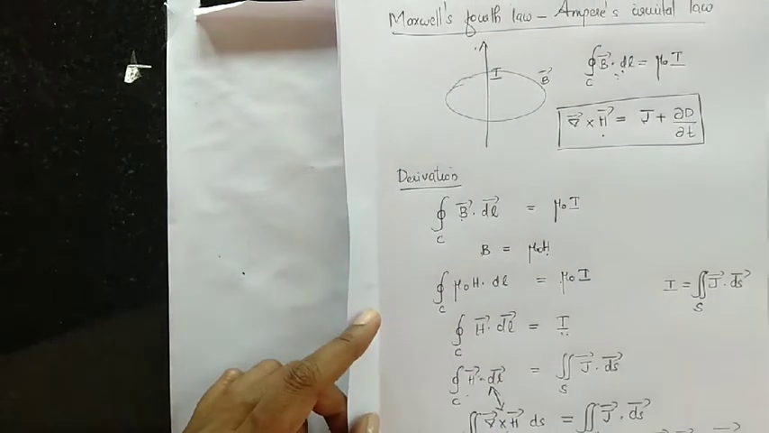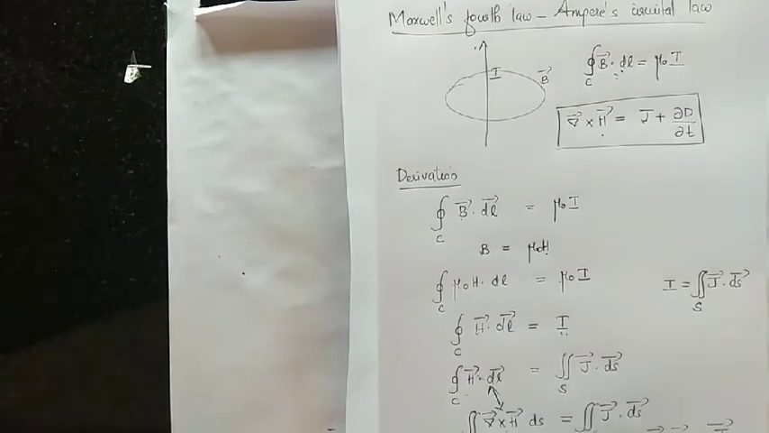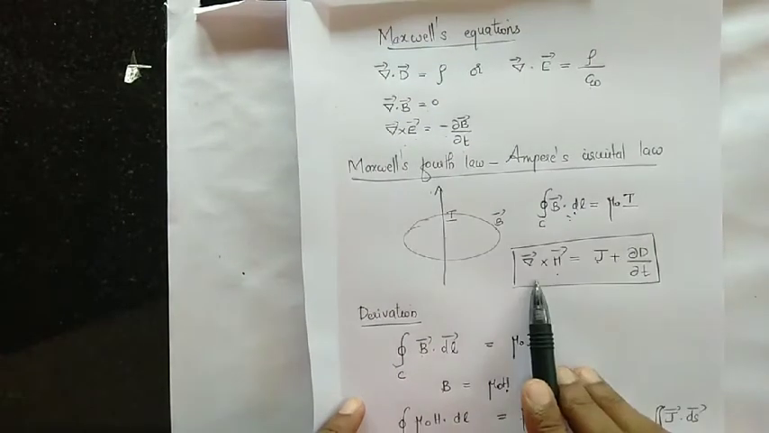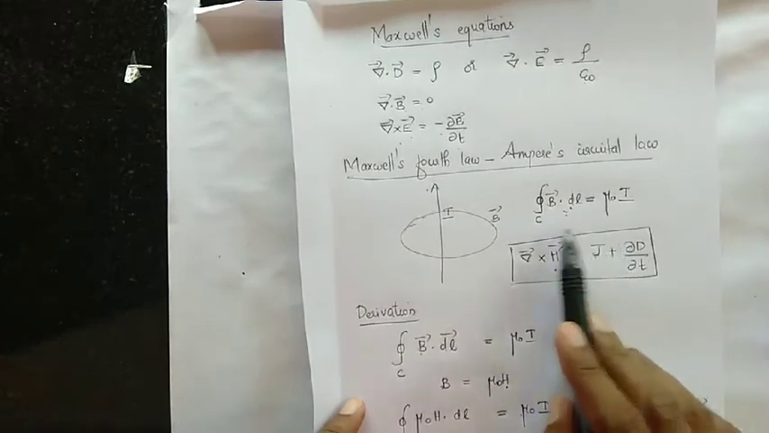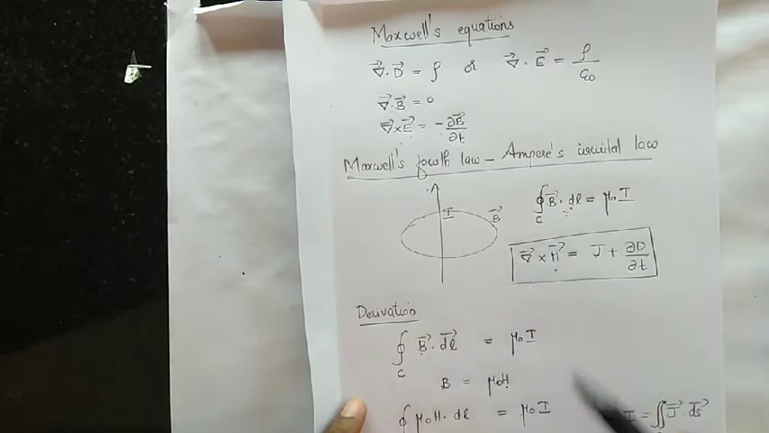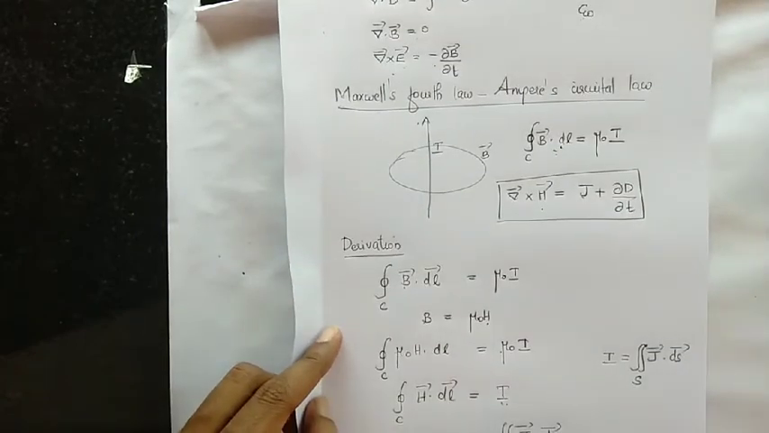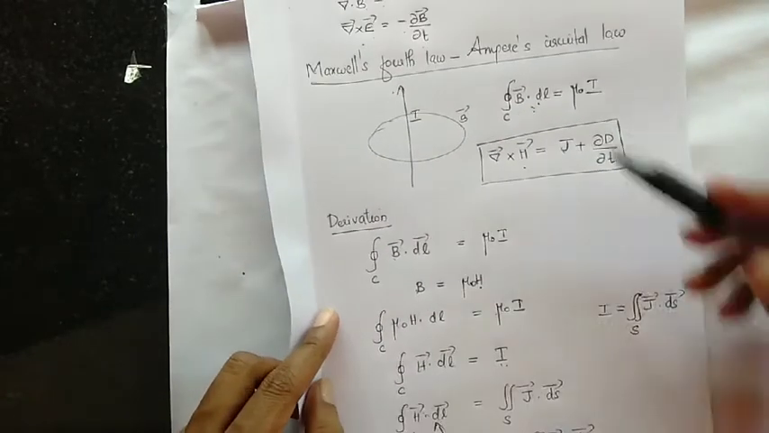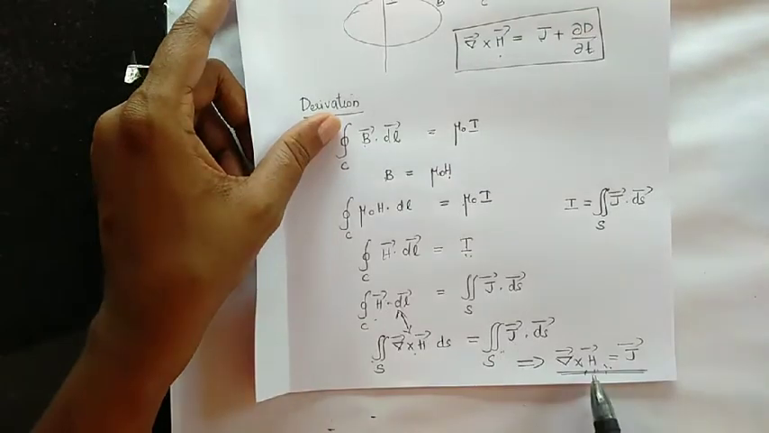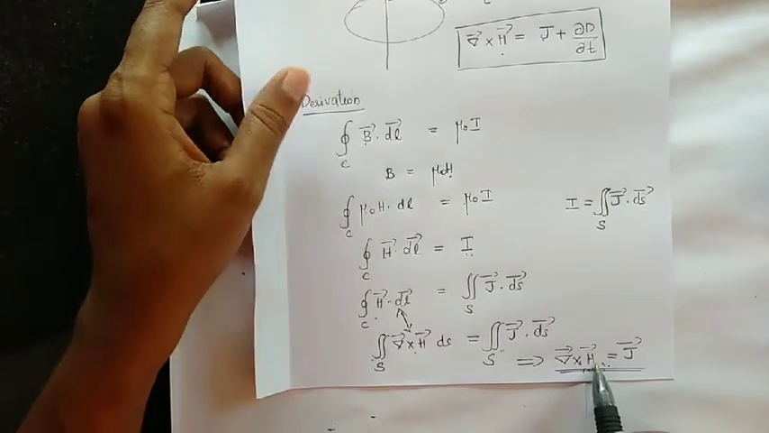But this equation has some inconsistency, or there is some controversy between these two equations. We haven't reached the relation which was given by Maxwell. Maxwell reached his equation by giving some correction to Ampere's circuital law, because there is some problem with this equation. What is the inconsistency with Ampere's circuital law?